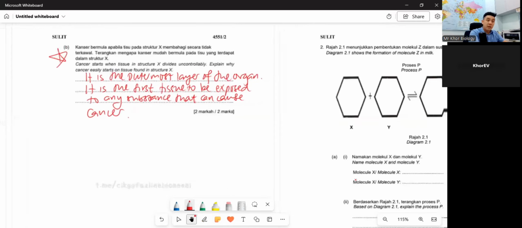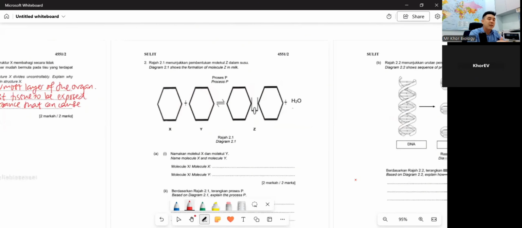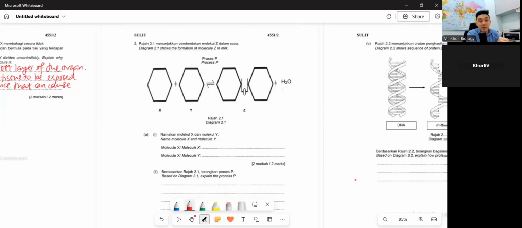Next, for question two, guys, process P. Process P, one look you know is condensation. But anyway, this is from a past year question, SPM 2016, I think. So this is from Form 4, Chapter 4. Now, first of all, X and Y form Z. So the keyword here is milk.